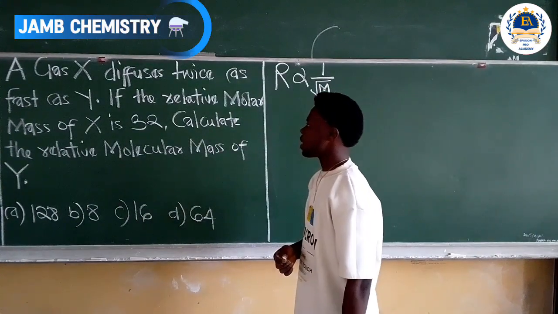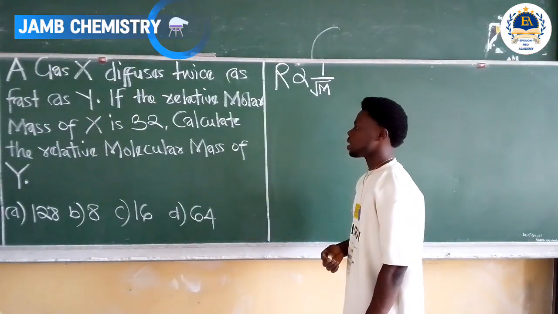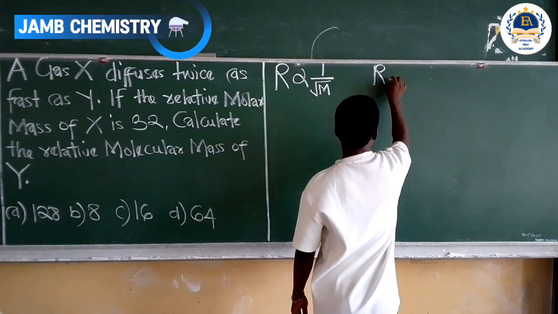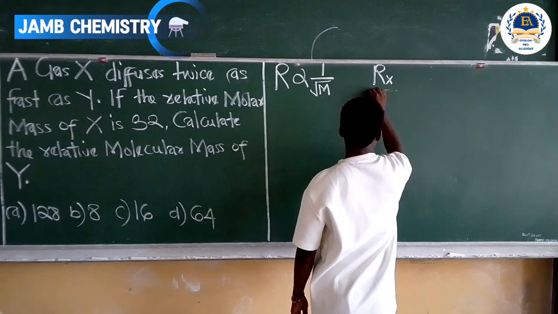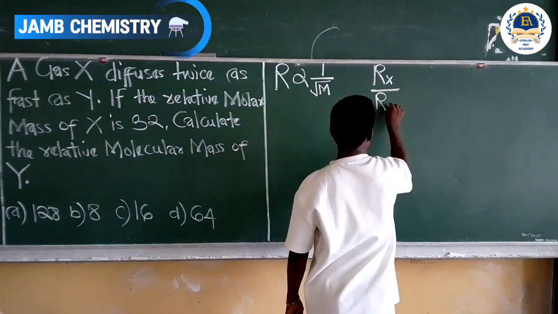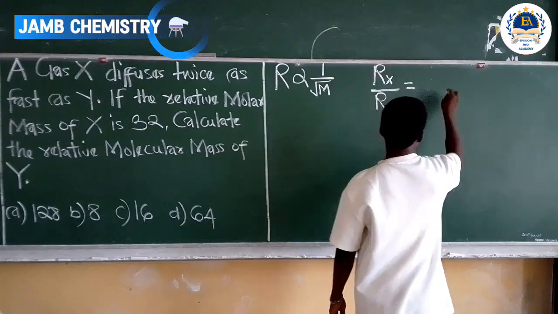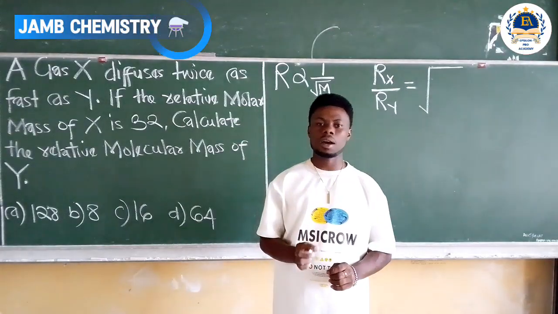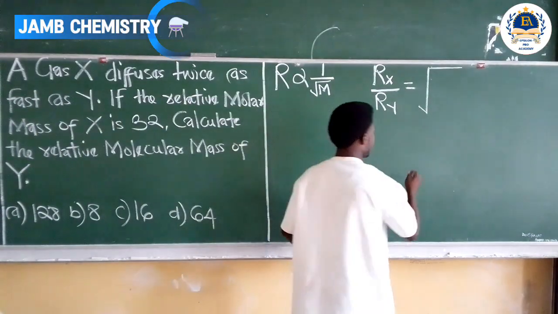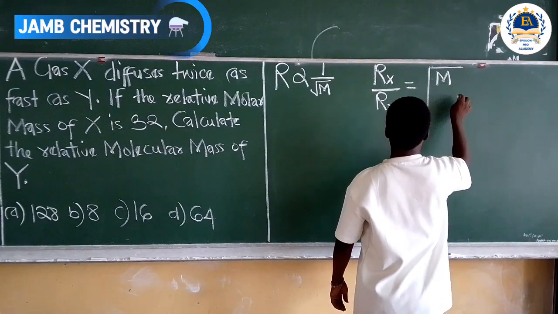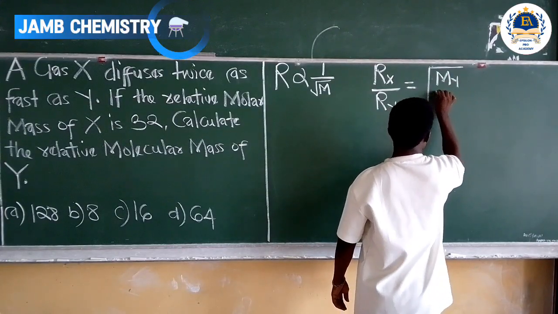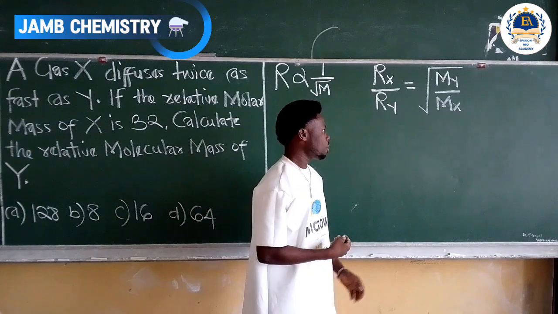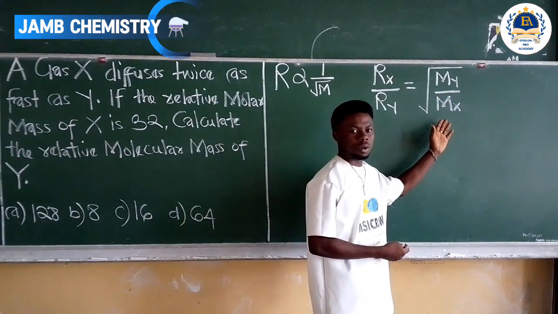Now, from the question, a gas X diffuses twice as fast as the gas Y. That is to say, the rate of the gas X over the rate of the gas Y is equal to the square root of, since the law states that the rate of diffusion of a gas is inversely proportional, it will become the molar mass of Y divided by the molar mass of X.